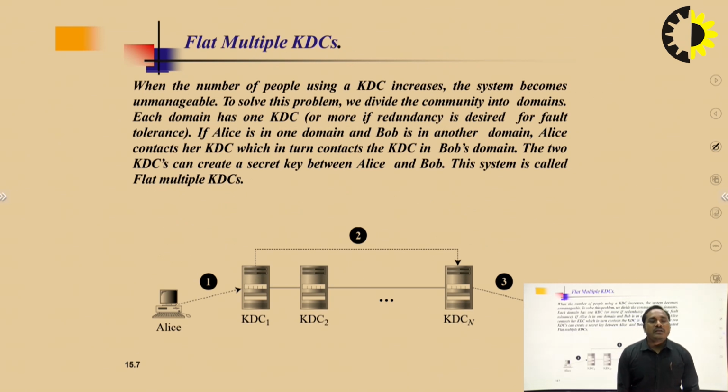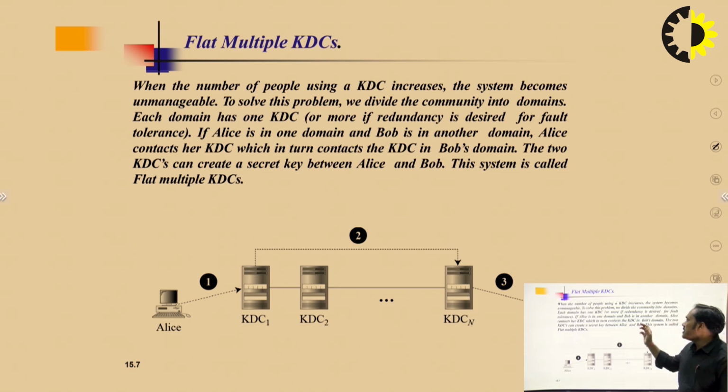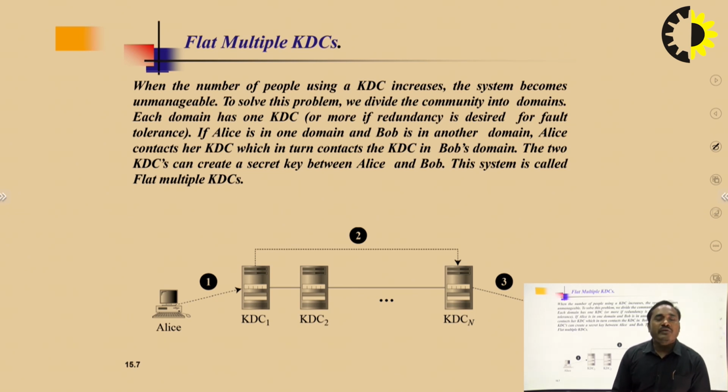So the key distribution center is divided into two main categories. The first is the flat multiple KDC. In flat multiple KDC, when the number of people using a KDC increases, the system becomes unmanageable. To solve this problem, we divide the communication into domains.